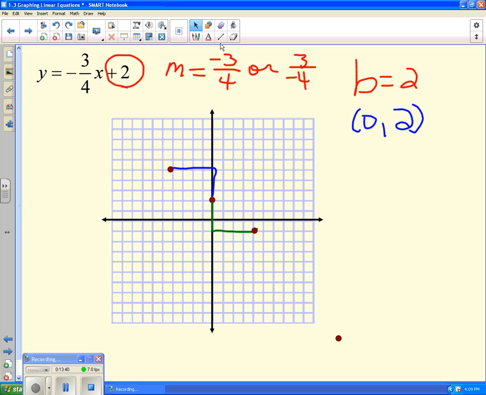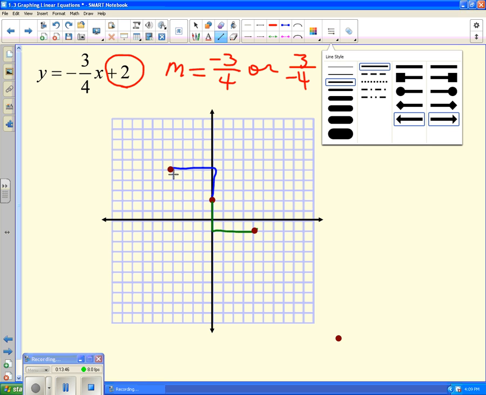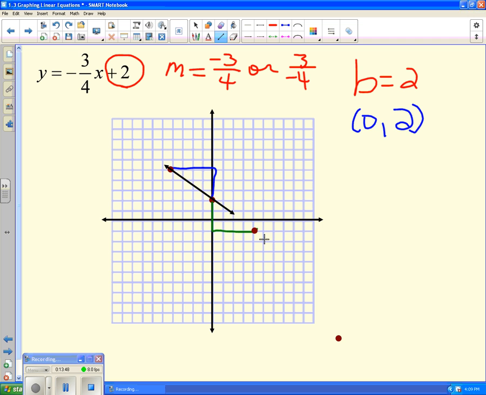Now, let me connect my dots. And I have my line. And I'm done. So graphing a slope-intercept is so much faster than graphing in standard form. If you have your equation solved for y, you just find your slope, and you find your y-intercept, and you plot your y-intercept and move in the direction of the slope.